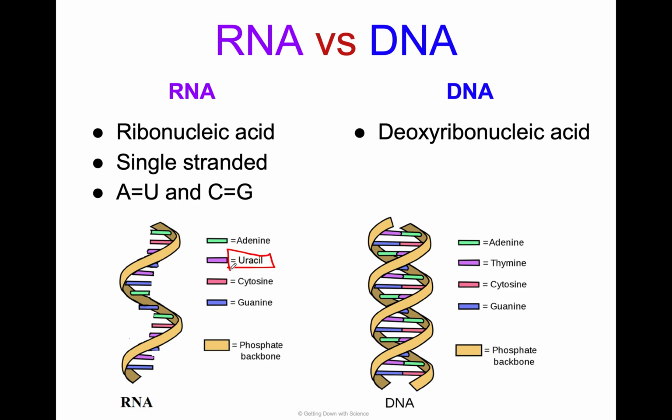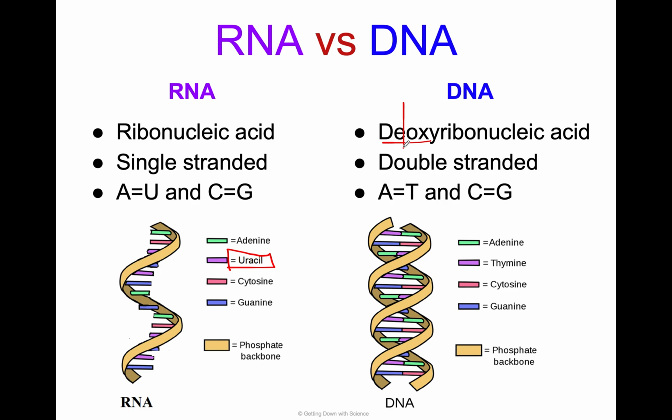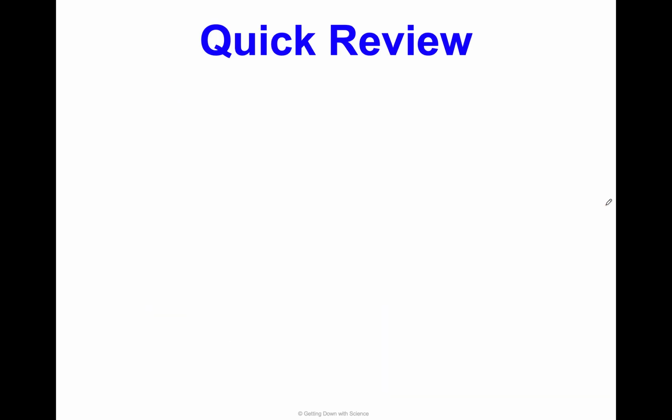DNA is deoxyribonucleic acid, deoxy, so there's just less oxygen in there. Or without, deoxy, I apologize. DNA is double-stranded, and A pairs with T, C pairs with G, Chargaff's rule. My rule is the spiky letters go together and the curvy letters go together. So those are the main glaring obvious differences in the structure of RNA versus DNA.